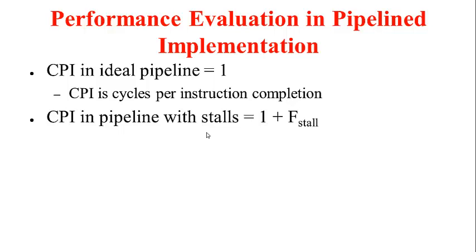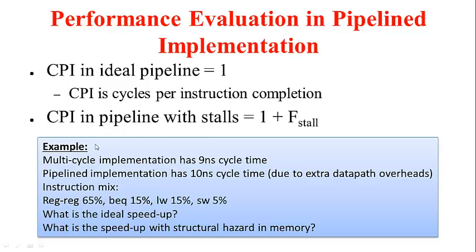Let us take this example where we are comparing the performance of a multi-cycle implementation with a pipeline implementation of the MIPS instruction subset. Let's say that the multi-cycle implementation has a cycle time of 9 nanoseconds. Due to its various overheads, let us say the pipeline implementation has a slightly longer cycle time of 10 nanoseconds. Let us say the instruction mix is 65% register instructions, 15% branch equal, load word 15% and store word 5%.